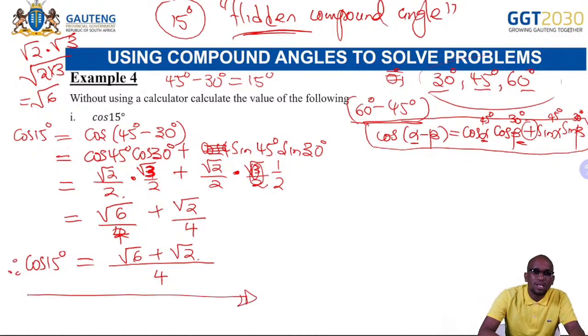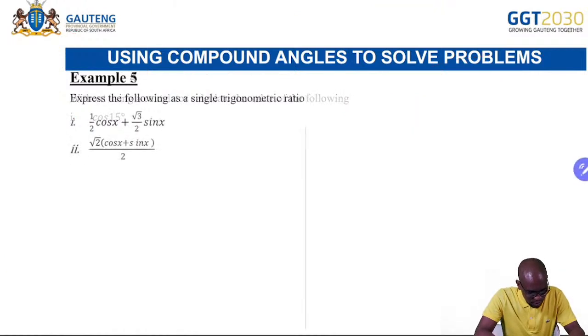Remember I said when they say without the use of a calculator, they are not saying you should not touch the machine at all. They are just saying your answers should not be given in decimal form. They should rather be given as a fraction, or also include what we call radicals, the roots. Right, we move on to example 5.